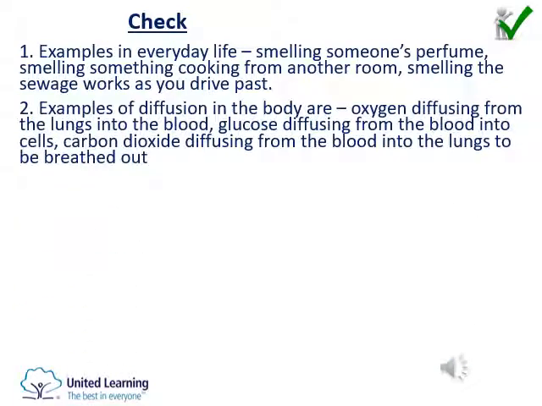Question number 2, examples of diffusion in the body. Remember we talked about 4 key things that move by diffusion. We have oxygen, diffusing from the lungs into the blood. We have glucose, diffusing from the blood into the cells. Carbon dioxide, which moves from the blood by diffusion into the lungs. And we also talked about digested food molecules as well.